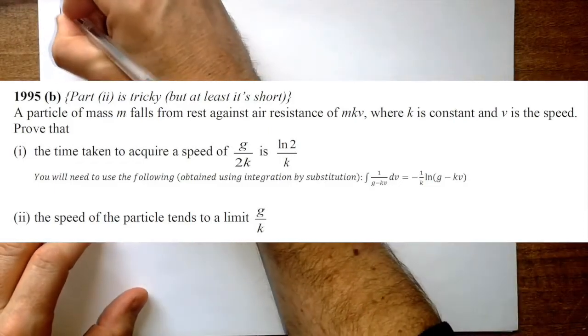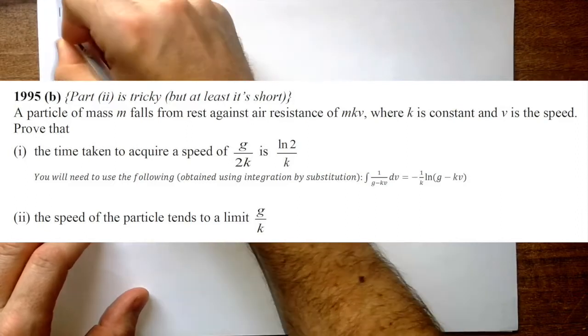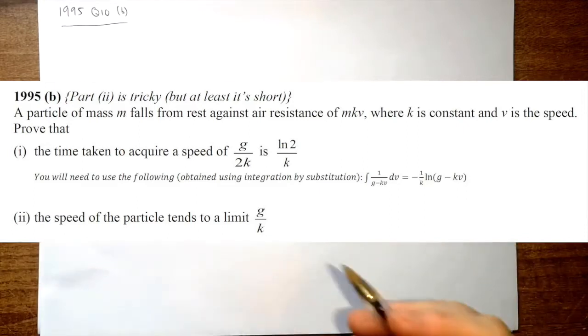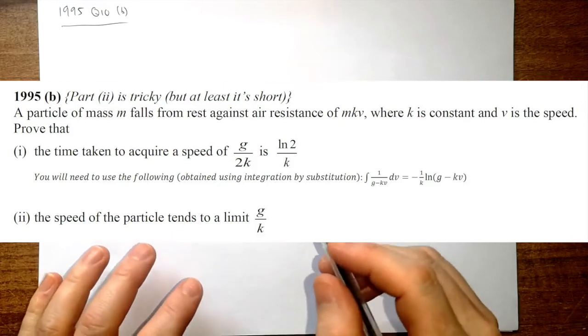Now we're going to look at an old one, but a good one. 1995, question 10, part B. Okay, so this is a nice little one where we've got force and air resistance. Not quite as horrific as other ones like 2009. So this is a good starter in this area.